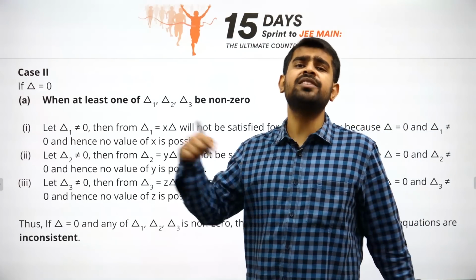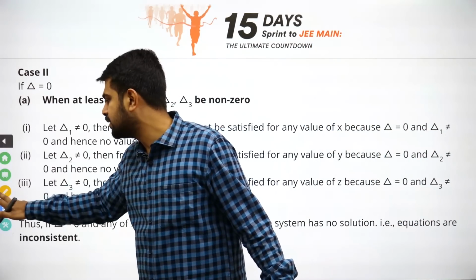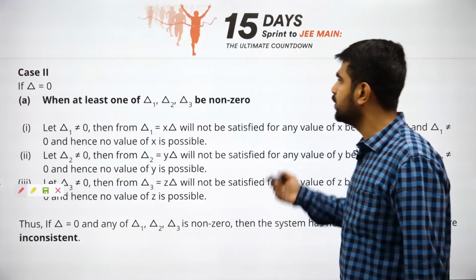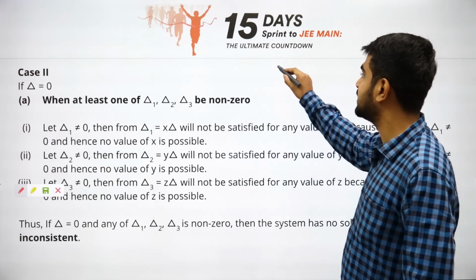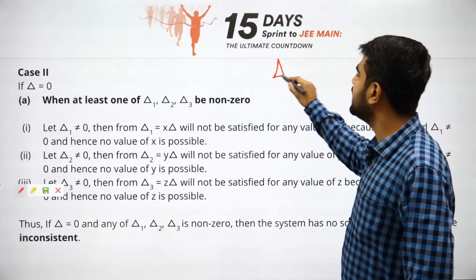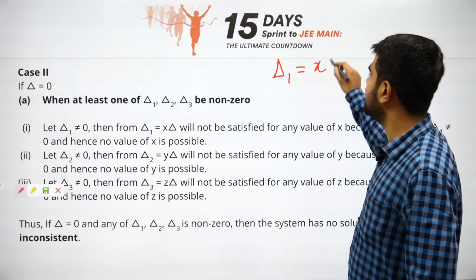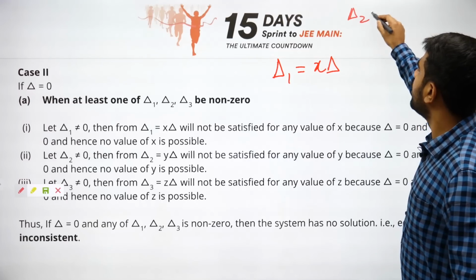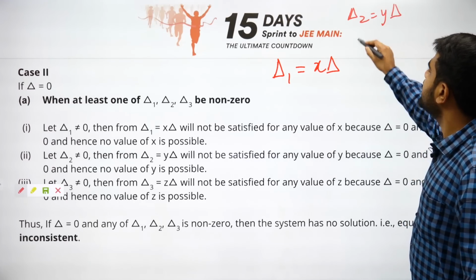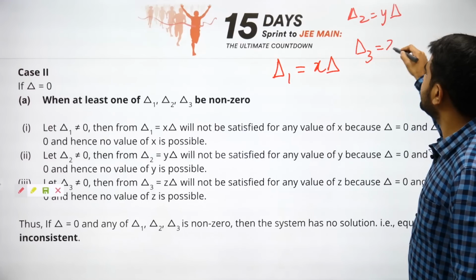Now what will happen if delta is 0? I want to understand that. Now I will write it in a different form. Just watch this, guys. So can I say delta 1 is equal to x delta, and delta 2 is equal to y delta, and delta 3 is equal to z delta.